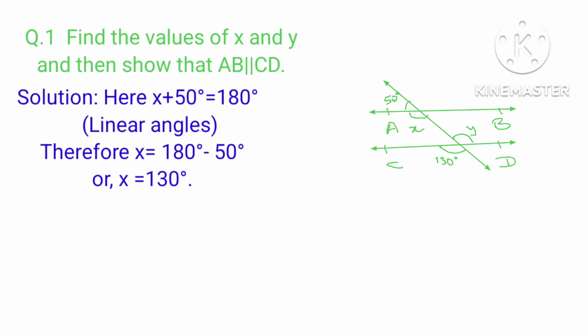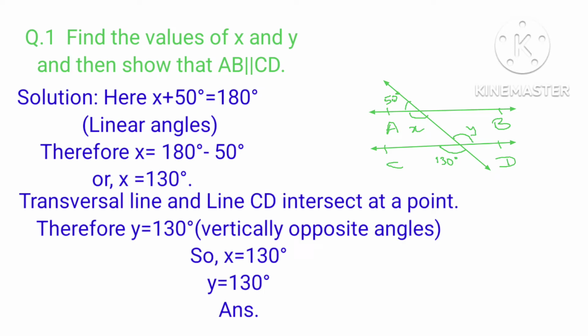Solution. Here angle x plus 50 degree is equal to 180 degree. Therefore x is equal to 180 degree minus 50 degree, or x is equal to 130 degree. Transversal line and line CD intersect at a point. Therefore angle y and angle 130 degree are vertically opposite angles. So y is equal to 130 degree and x is equal to 130 degree. Answer.